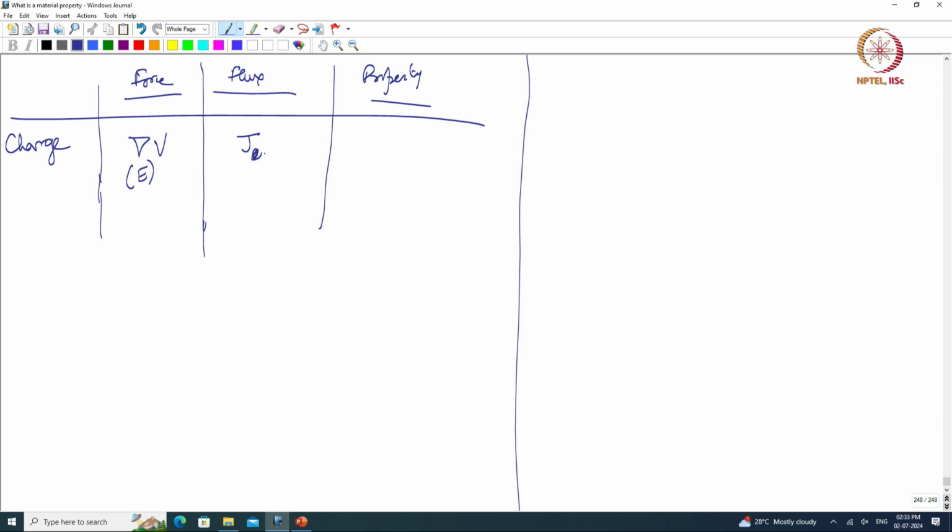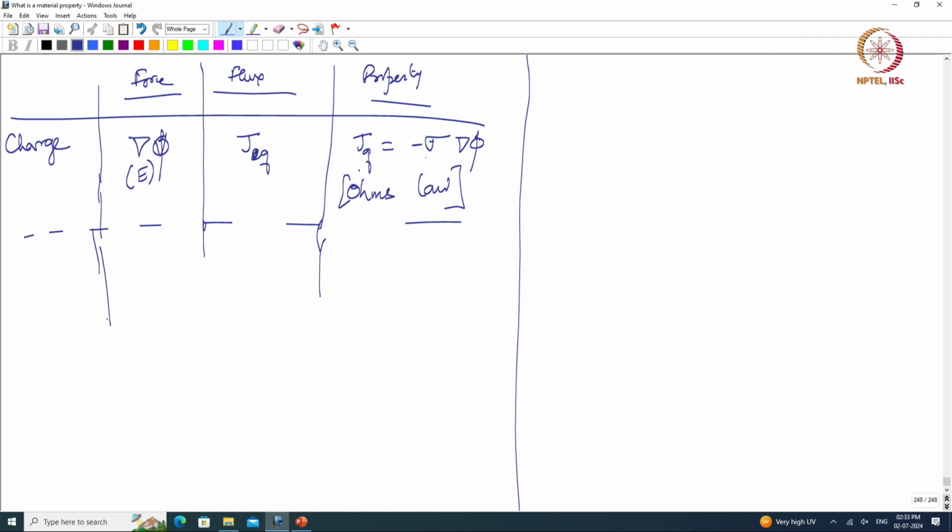So, J of charge carriers, Jq, right, and we have our good old Ohm's law, or so I am just going to call it phi, right. So, phi as the potential. Jq is equal to minus sigma del phi, right. So, what is this? This is Ohm's law, right. So, J equal to sigma times the electric field, right. So, that is Ohm's law.